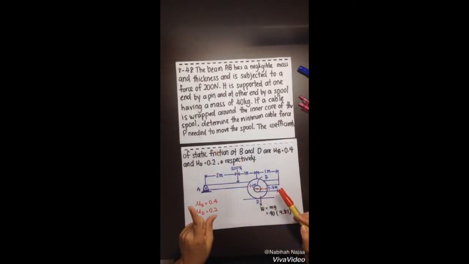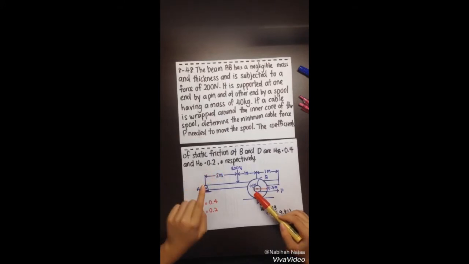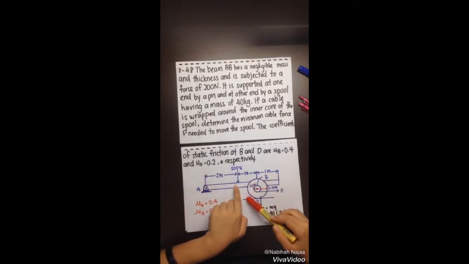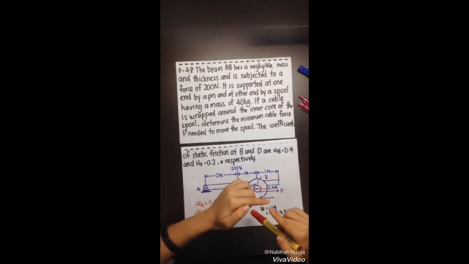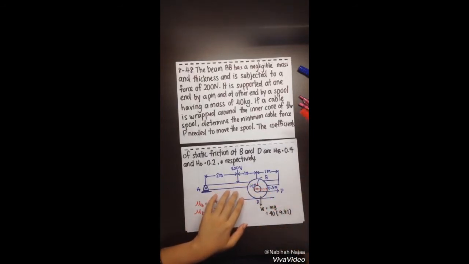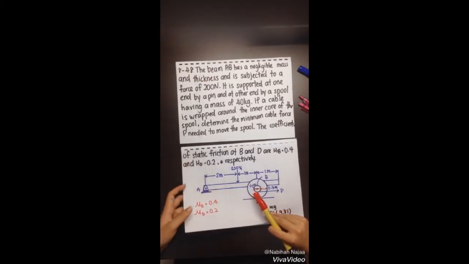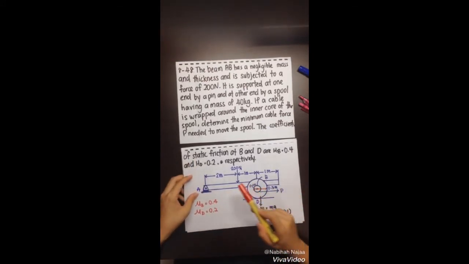diagrams, and also if the bar and the spool are in contact with each other, we have the normal force, which I will show you later. And also if an object is in contact with a surface, it also has a normal force, which I also will show you later. So we proceed to our calculation. First, we will do the free body diagram for this bar.